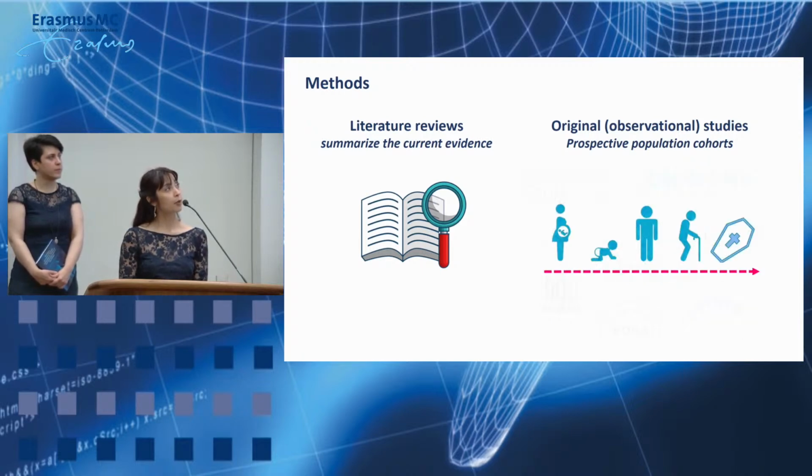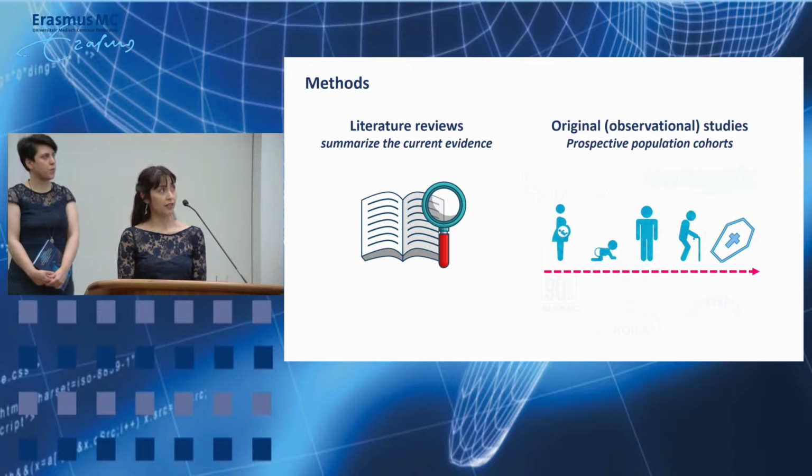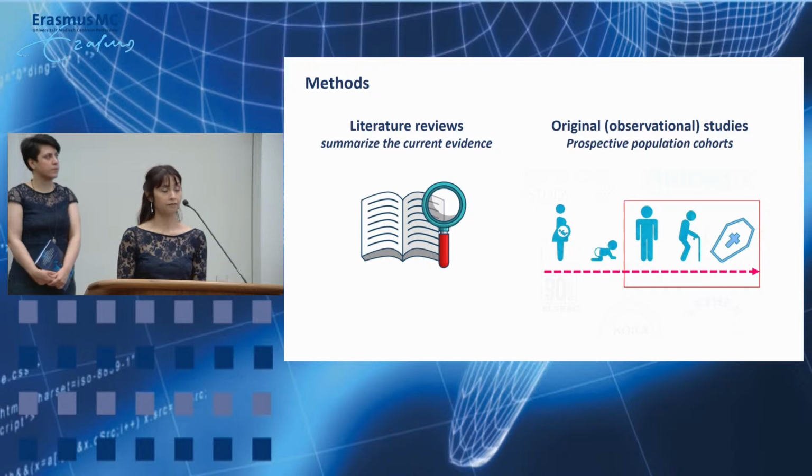In the prospective cohort design, we select a number of participants and we follow them up over time until the occurrence of the event of interest, which could be disease onset or death. For my research, I focused on middle-aged adults and the elderly.